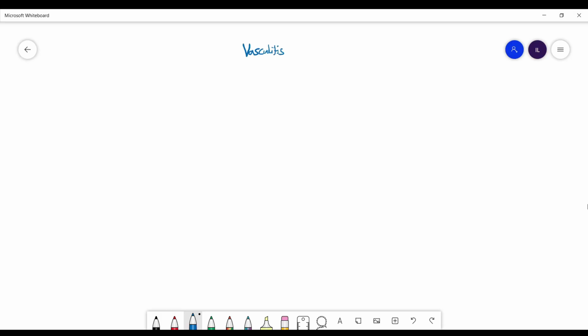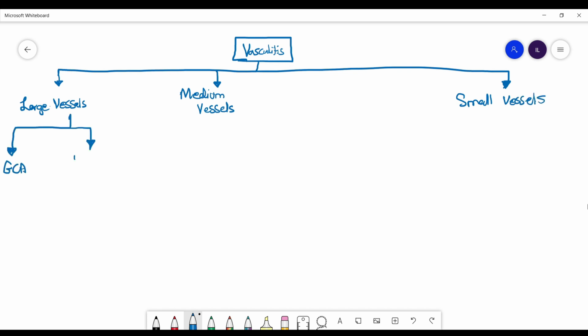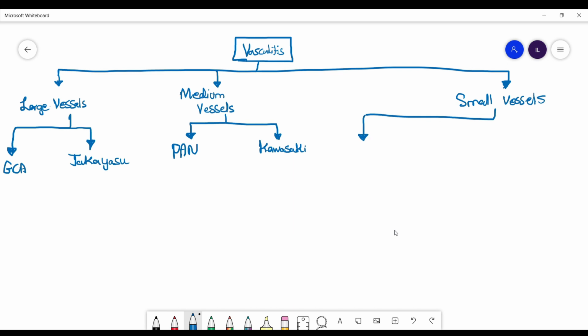So let's divide vasculitis into three types: large vessels, medium vessels, and small vessels. In the large vessels, we have giant cell arteritis and Takayasu arteritis. In the medium vessels, we have polyarteritis nodosa and Kawasaki disease, seen in children mainly. And the small vessels, we can divide into two main categories: ANCA vasculitis and immunocomplex vasculitis.